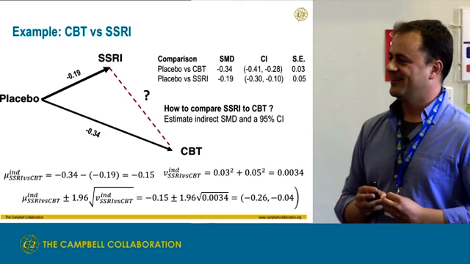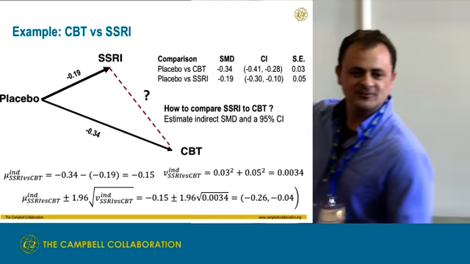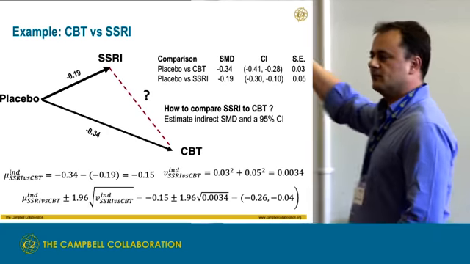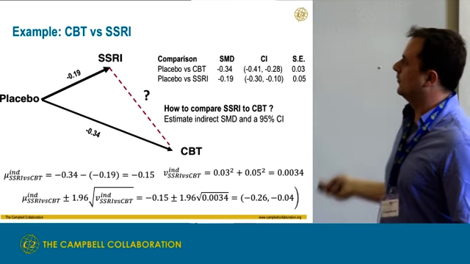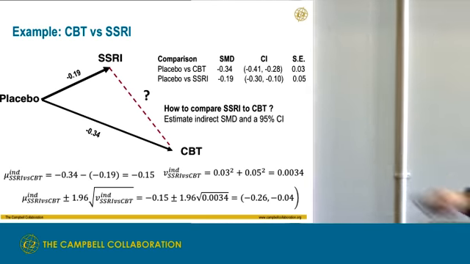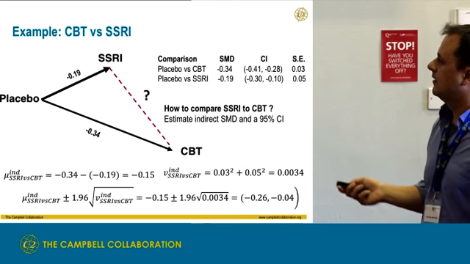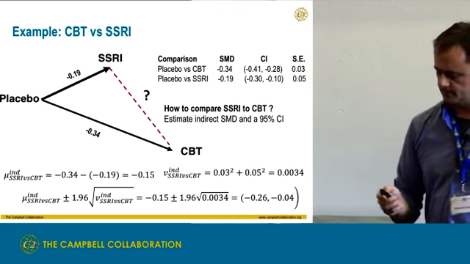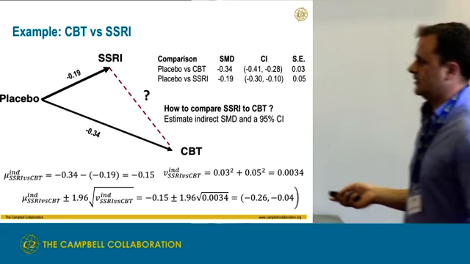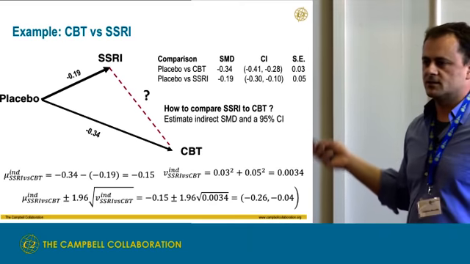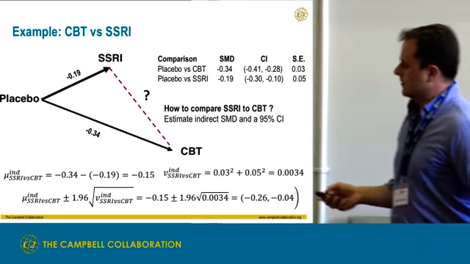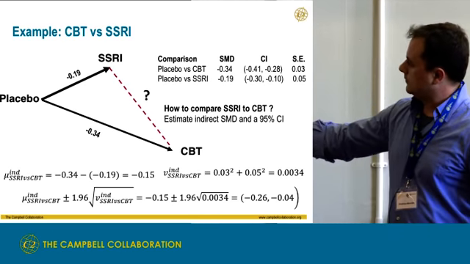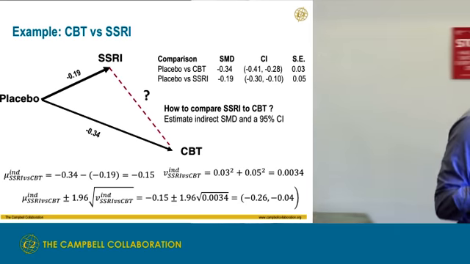Anyone help me? So I need to go from, oh, sorry? Yeah, 15. Yeah, I need to go from minus 0.19 to minus 0.34. So it's just minus 0.15. I can estimate the variance because I have the standard errors from the direct comparisons. So I can estimate the variance of the indirect estimate, and I can estimate a 95% confidence interval. That tells me that the indirect estimate ranges from minus 0.26 to minus 0.04.